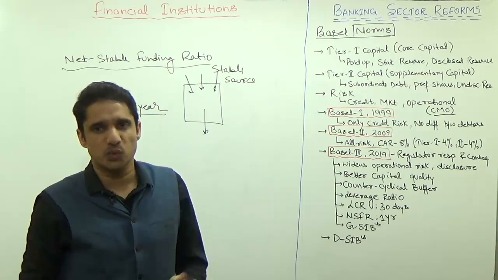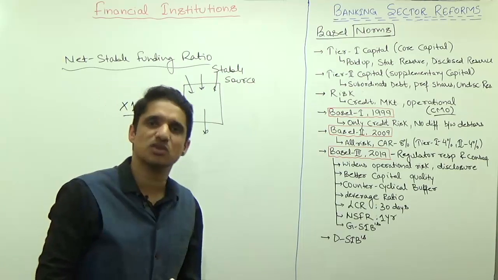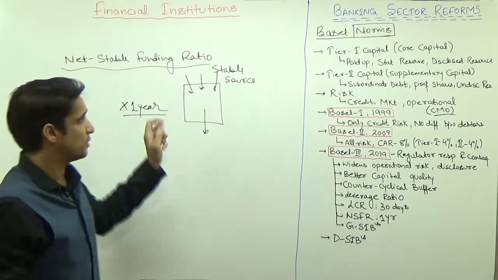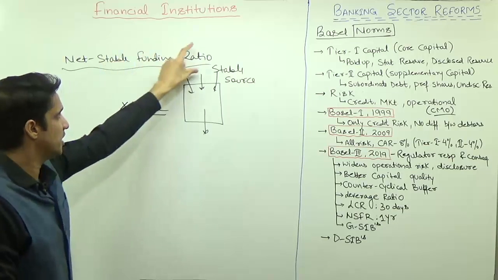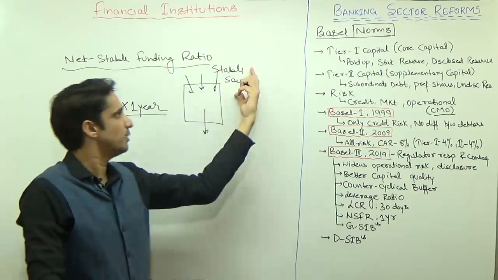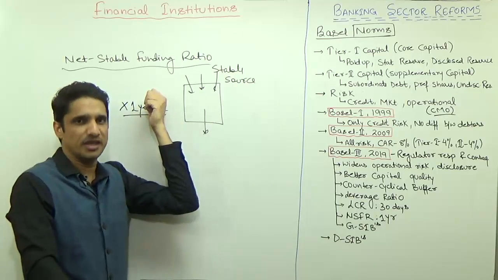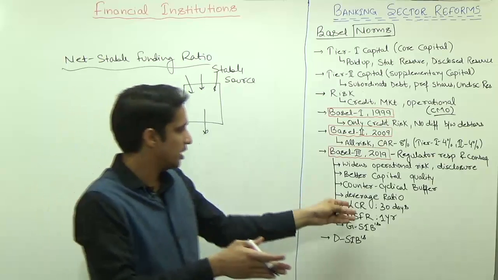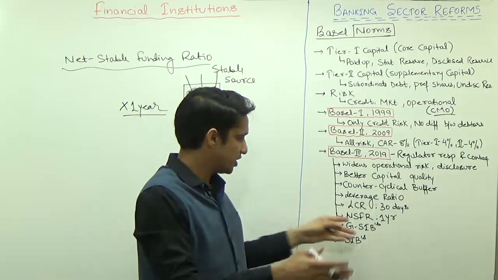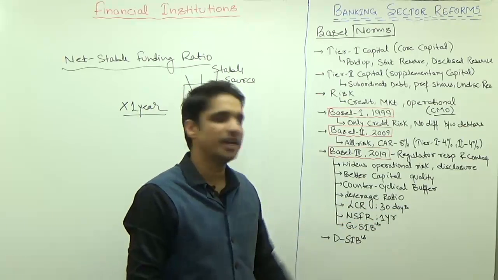Now what its value will be has not been disclosed by RBI, but this is as per the concept. The net stable funding ratio will be used to stabilize the borrowings of the bank for the full 1 year. For short duration, liquidity coverage ratio. For long duration, net stable funding ratio.